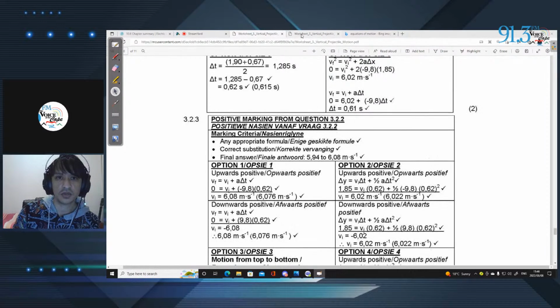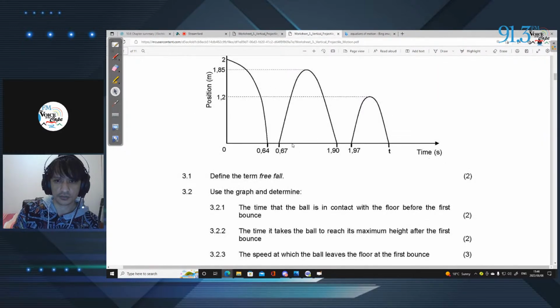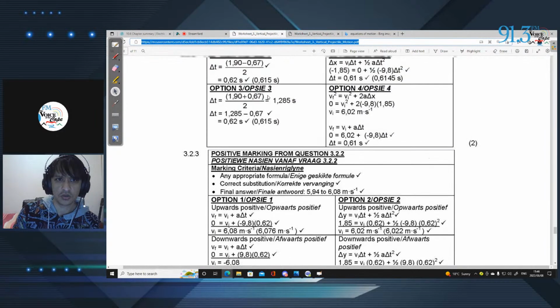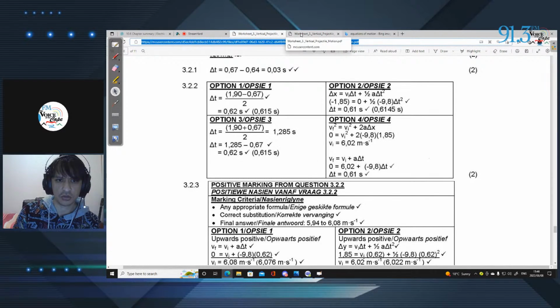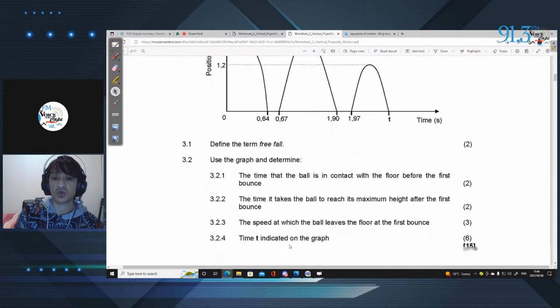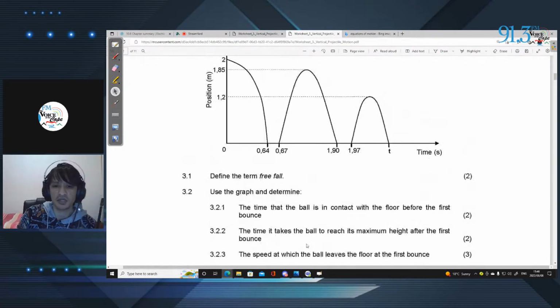All right, and we can see here, if we go back to this image over here, if we go 1.9, 1.90, you should see your option 1, 0.62. Sorry, I was looking at the wrong question. 3.2.2, we're not working with speed. The time it takes the ball to reach the maximum height. Yes. So we know that the time, my apologies, it's very confusing. Members aren't too clear when you're rushing through.